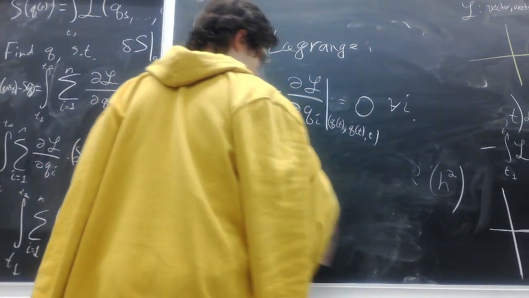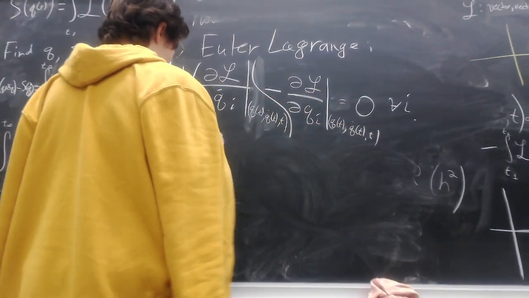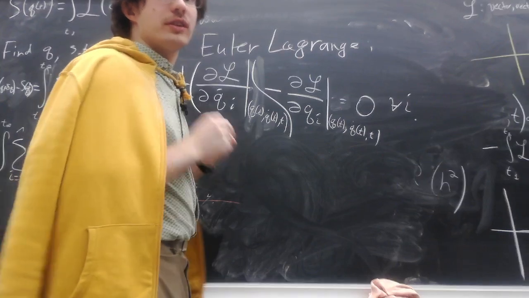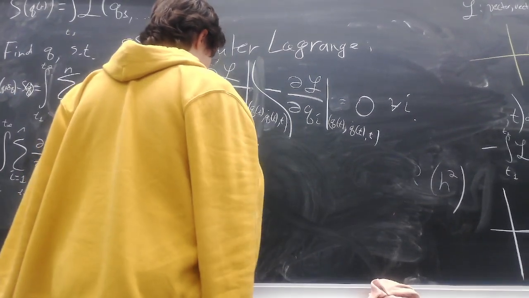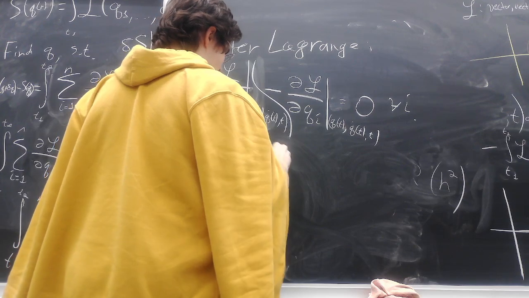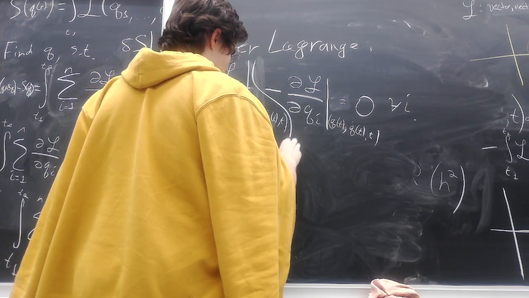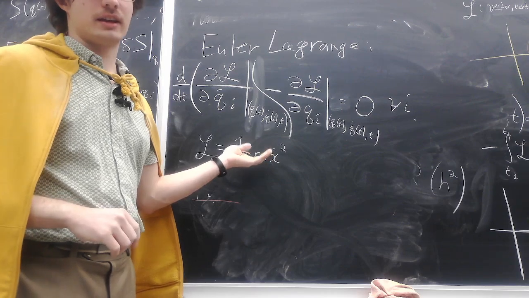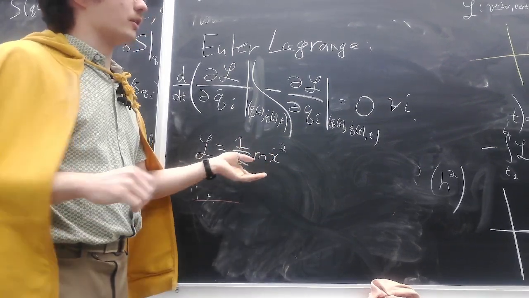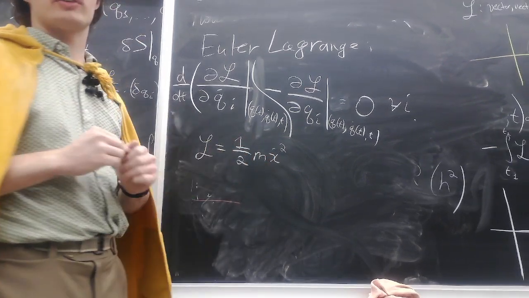So we'll look at a Lagrangian of a single particle in one dimension. Simplest thing. 1/2 m x dot squared. Do people know what this is? Kinetic energy. Okay. So this is a particle, and this is going to be our entire Lagrangian.